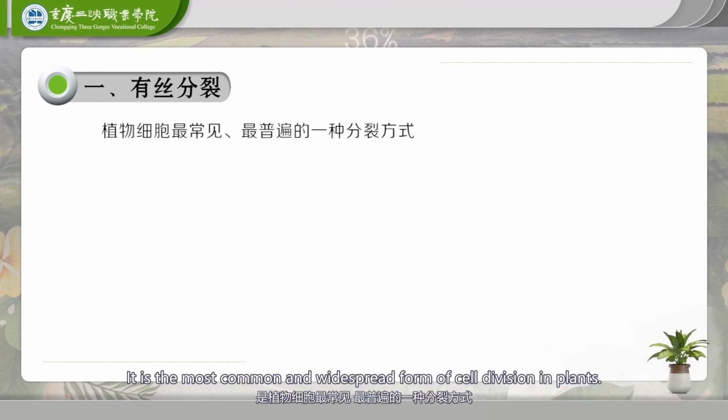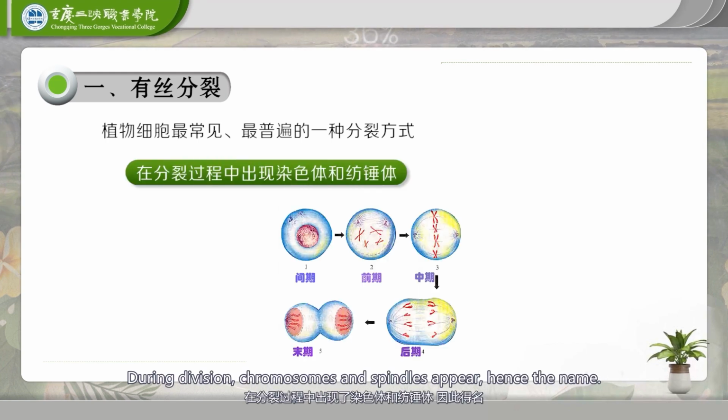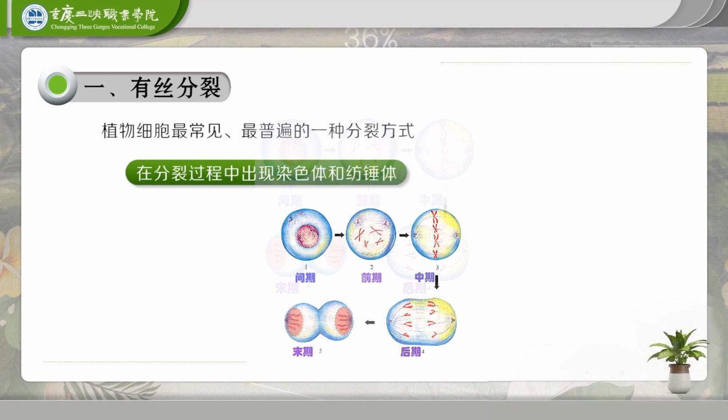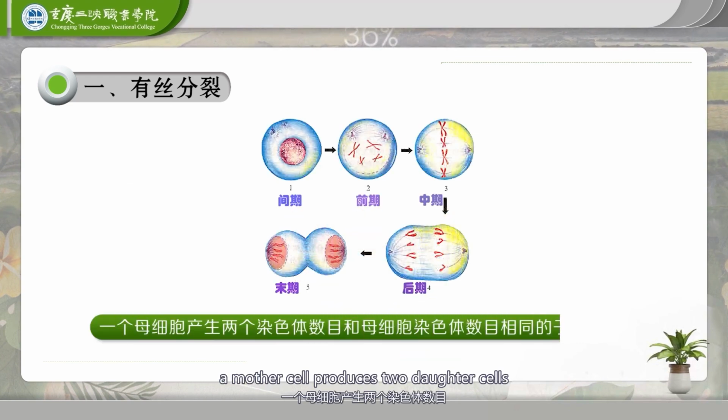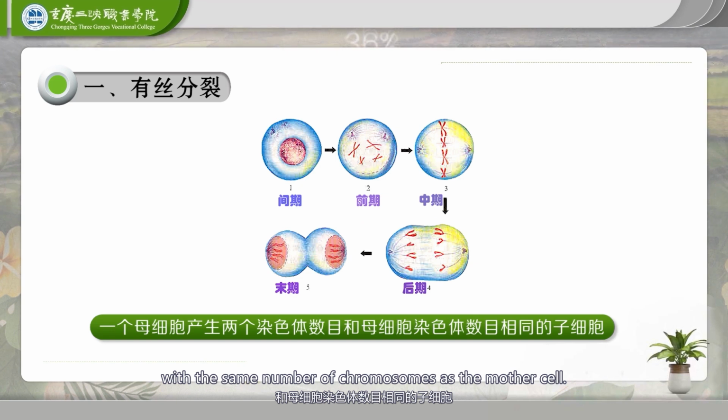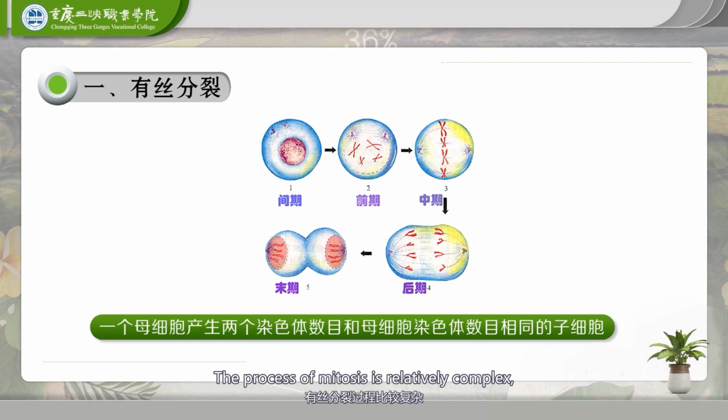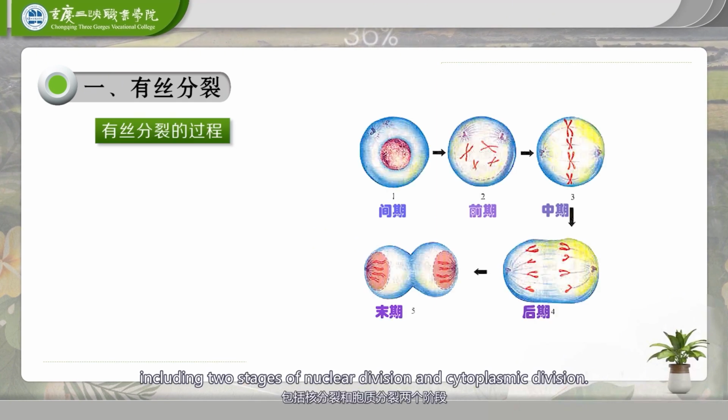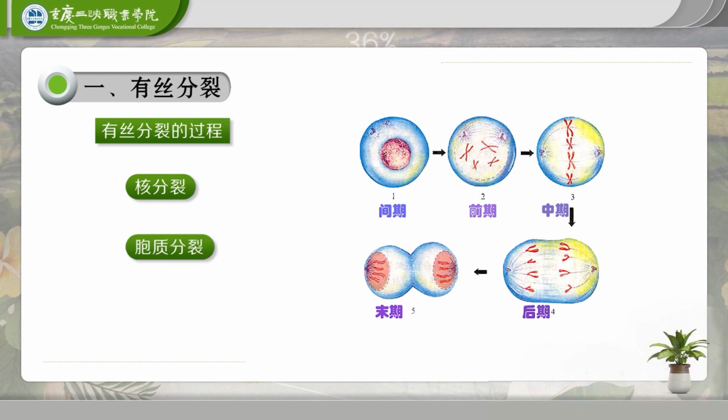Mitosis is also called indirect division. It is the most common and widespread form of cell division in plants. During division, chromosomes and spindles appear, hence the name. After mitosis, a mother cell produces two daughter cells with the same number of chromosomes as the mother cell. The process of mitosis is relatively complex, including two stages of nuclear division and cytoplasmic division.